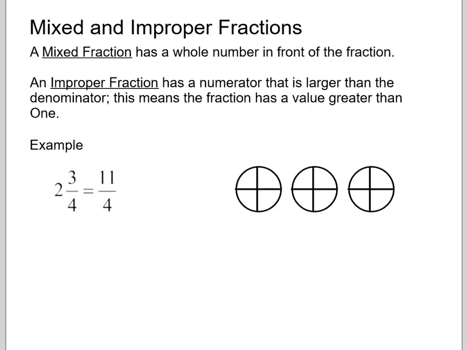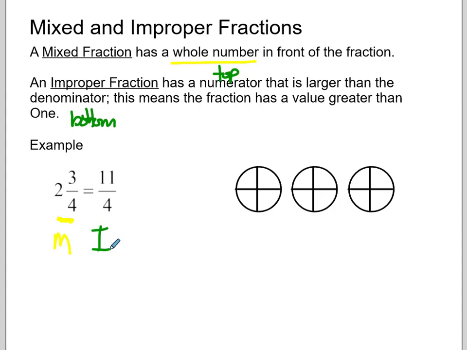Okay, so let's look at something called mixed and improper fractions. We're almost done here. A mixed fraction has a whole number in front of the fraction. So over here, this is a mixed number. An improper fraction has a numerator that is larger than the denominator. So numerator is a fancy word for top. Denominator is a fancy word for bottom numbers. Okay, so this is an improper fraction, 11/4. But a mixed is 2 and 3/4.